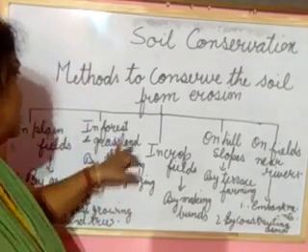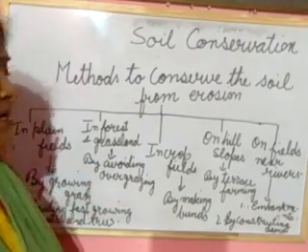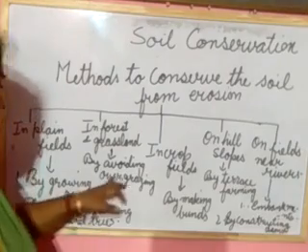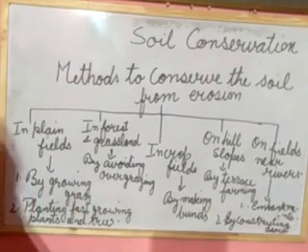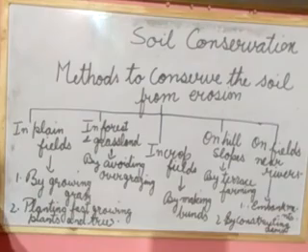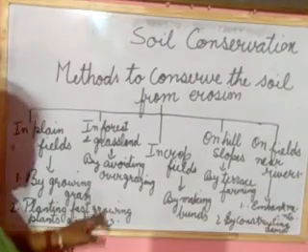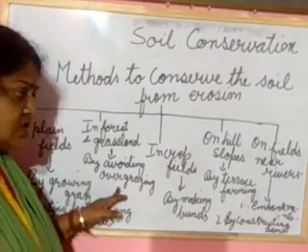Understood? Next one, in forest or grassland. In forest and grassland, by avoiding overgrazing. So we have to avoid overgrazing and it can conserve the soil.